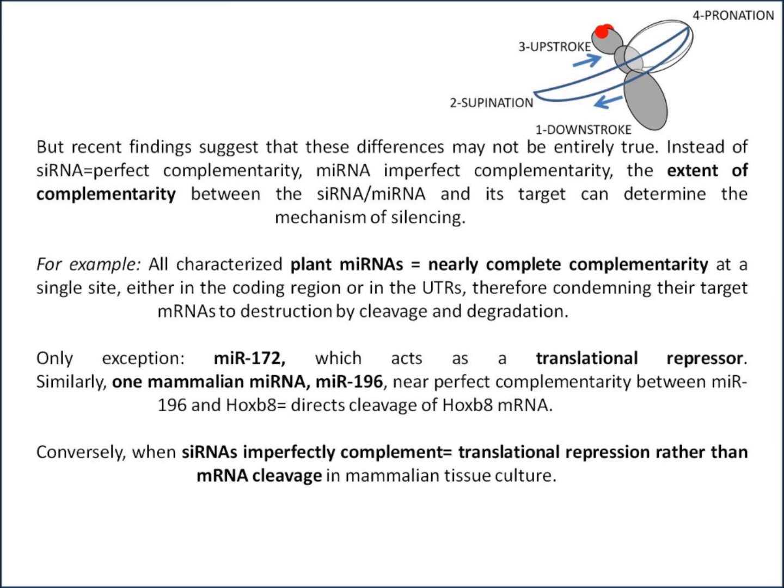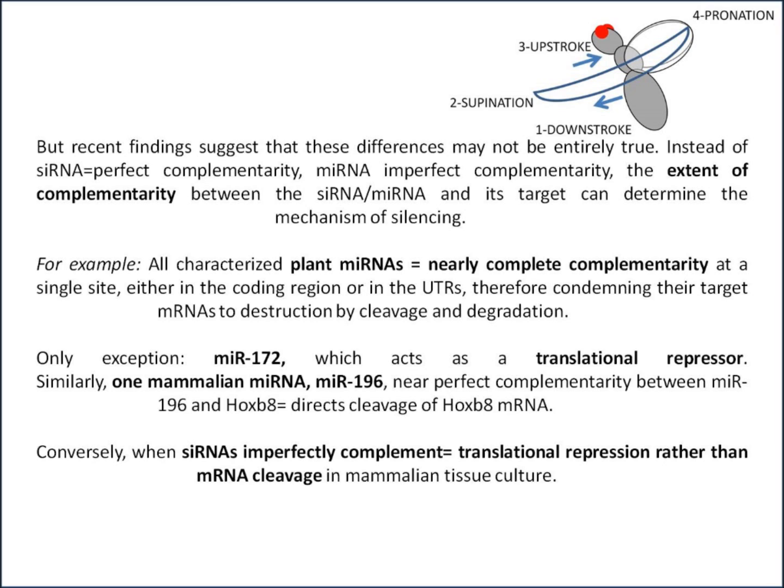So, for instance, the original distinction that you see between siRNA and miRNA is that siRNA has perfect complementarity and cleaves the mRNA, whereas the miRNA has an imperfect complementarity and usually prevents translation rather than destroys the mRNA. However, the extent of complementarity might be what determines the mechanism of silencing.